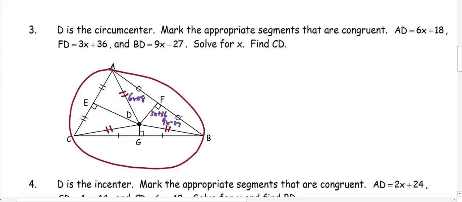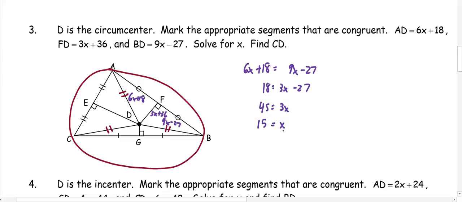So since AD and BD are marked congruent, we're going to set those equal. So 6x plus 18 is equal to 9x minus 27. So I'm going to subtract 6x from both sides, and then I'm going to add 27 to both sides. So when I divide, I get that x is 15.